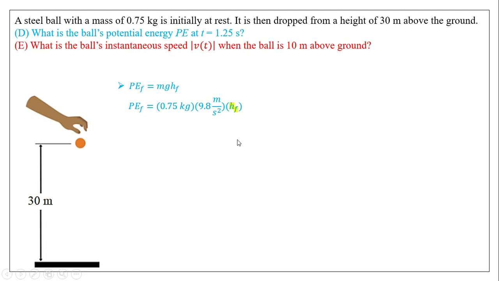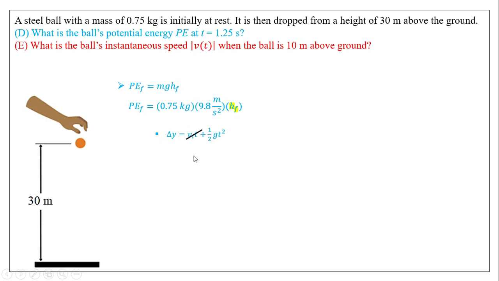G I know is 9.8. I don't know what HF is. Okay. However, what I can do is just use kinematics. Well, it says what is the potential energy at 1.25 seconds? Well, 1.25 seconds implies that it has fallen 1.25 seconds, so it's still above the ground.